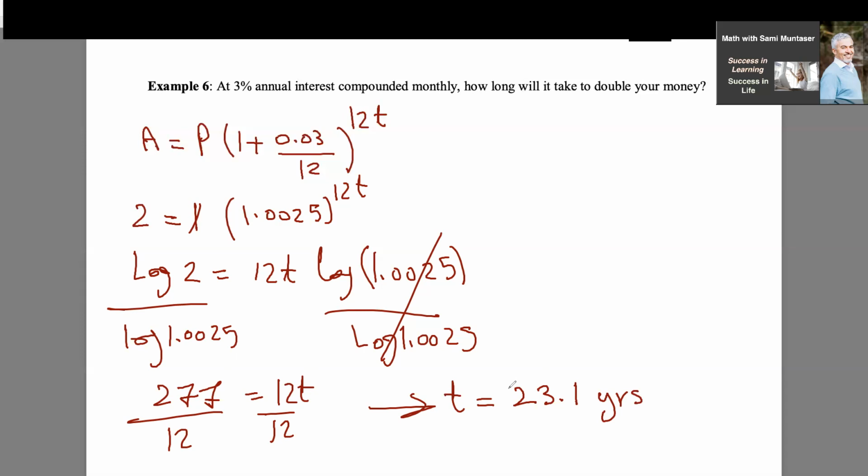So if you invest 1,000, it will take 23 years to become 2,000. If you invest 10,000, it will take 23 years to become 20,000. If you invest $100,000, it will take 23 years to become $200,000. And that's investing at 3% compounded monthly.